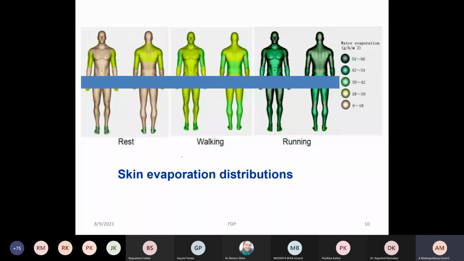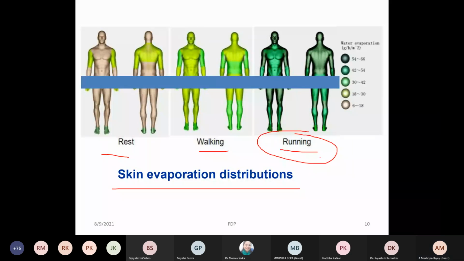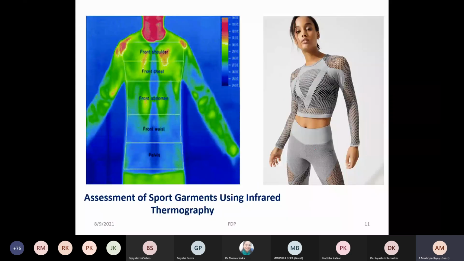On the other hand, if you see the skin evaporation distribution, evaporation from the skin is also different at different places. For a person at rest, evaporation will be from one place; walking, then this area will increase. Running, obviously the evaporation distribution is at different places, and the person will evaporate a lot from the sweat glands. Now this basic concept helps us in designing the garments.